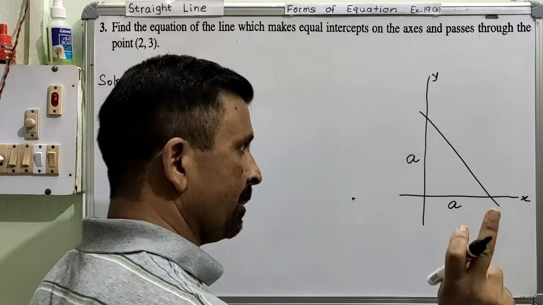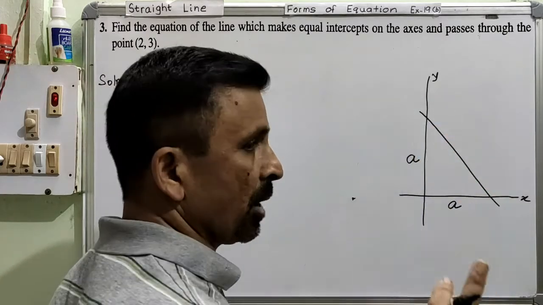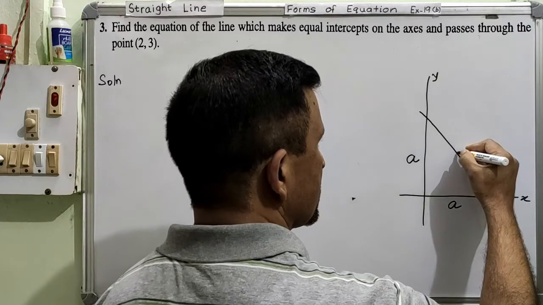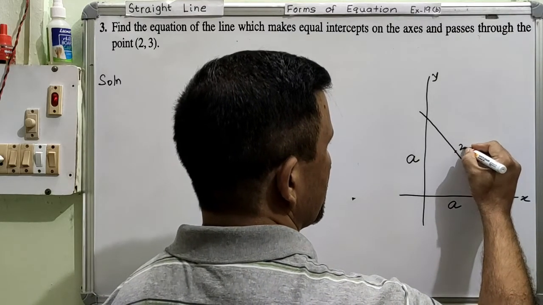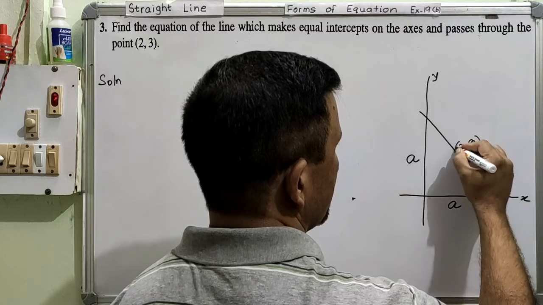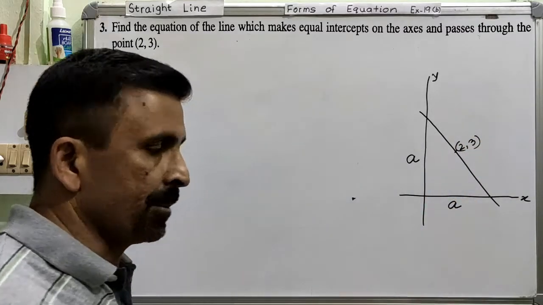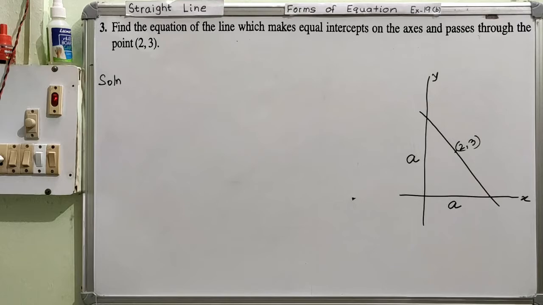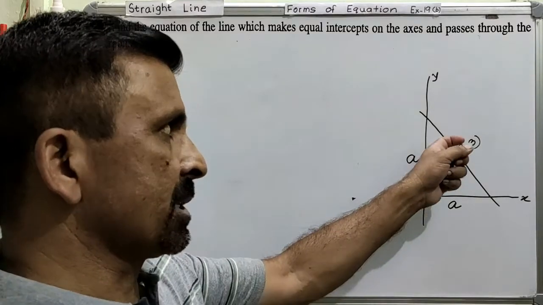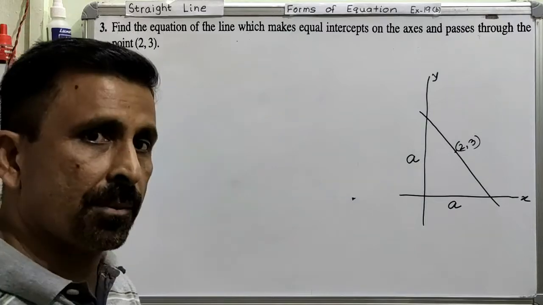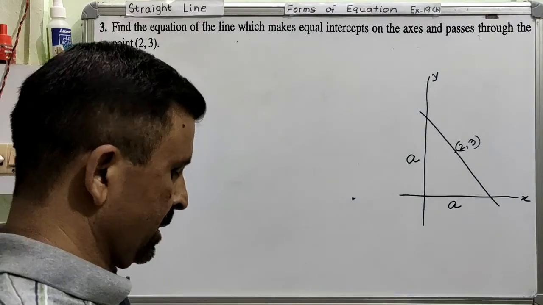So this line makes equal intercept on the two axes. That is number 1. Number 2, it also passes through a point, and that point is somewhere here, anywhere you can mark. This is (2, 3). Clear? So this is the complete question. The line makes equal intercept with the two axes and it passes through this point. If this is so, then write down the equation.